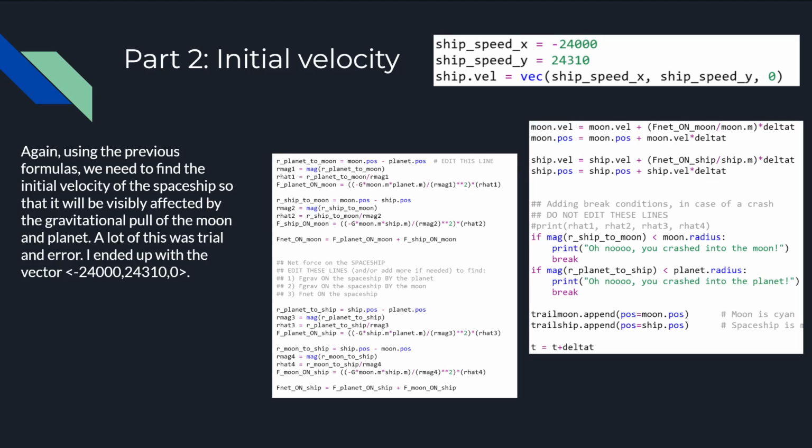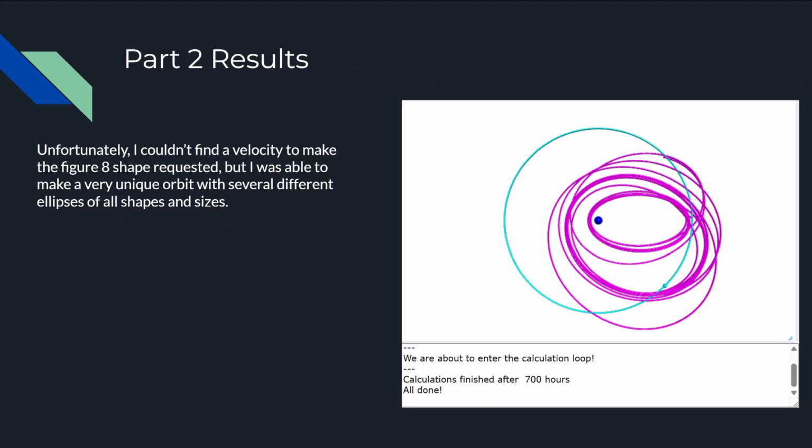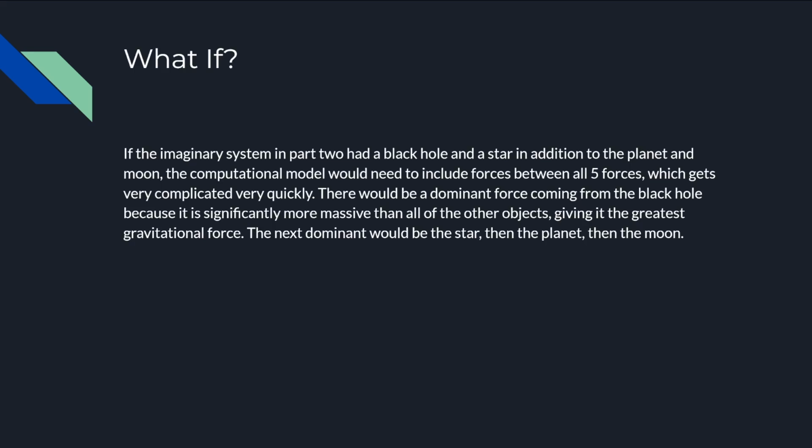I ended up with the vector negative 24,000, 24,310, 0, in meters per second. It resulted in this. Unfortunately, I couldn't find a velocity to make the figure 8 shape requested, but I was able to make a very unique orbit with several different ellipses of all shapes and sizes that survived the 700 hours.